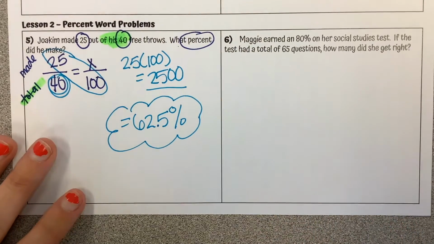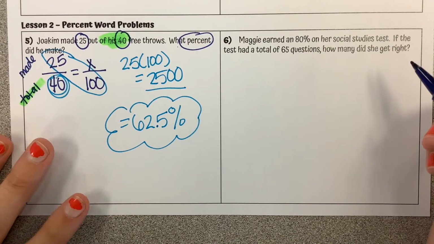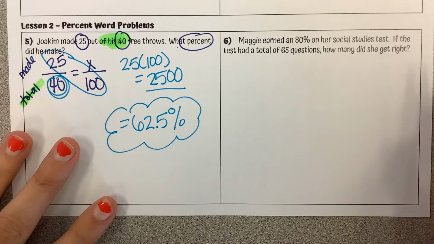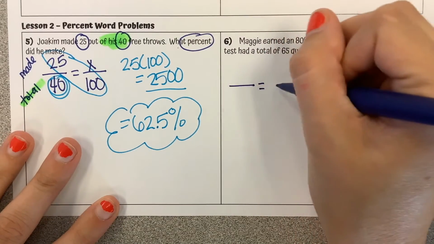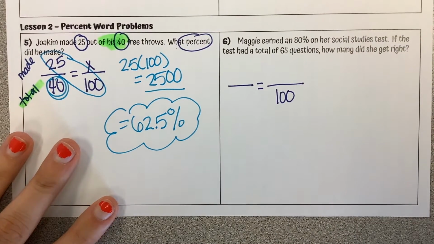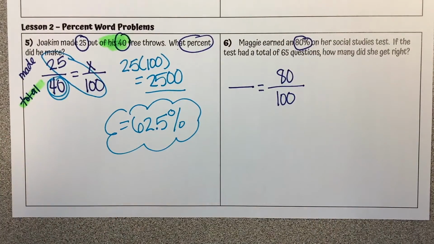Number 6, Maggie earned 80% on her social studies test. If the test had a total of 65 questions, how many did she get right? So let's set up our blank proportion out of 100. Look for my percent first, and I see my percent sign, so I am plugging that in.